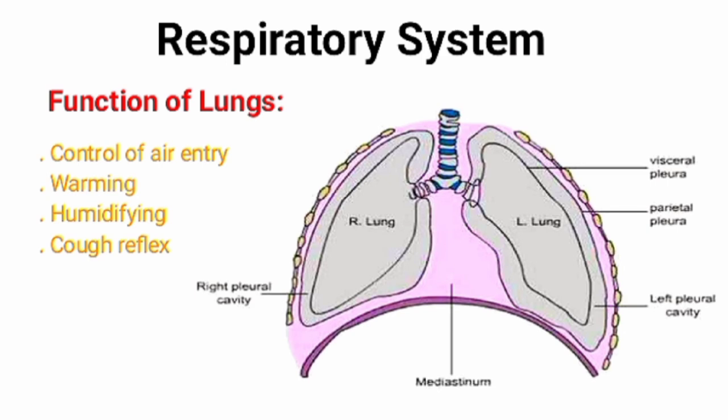Pleura. The pleura consists of a closed sac of serous membrane, one for each lung, which contains a small amount of serous fluid. The lung is invaginated or pushed into this sac. It forms two layers, and the two layers of pleura in the pleural cavity are separated by a thin film of serous fluid, which allows them to glide over each other, preventing friction between them during breathing. The serous fluid is secreted by the epithelial cells of the pleura. The functions of the lung are control of air entry, warming, humidifying, and cough reflexes.